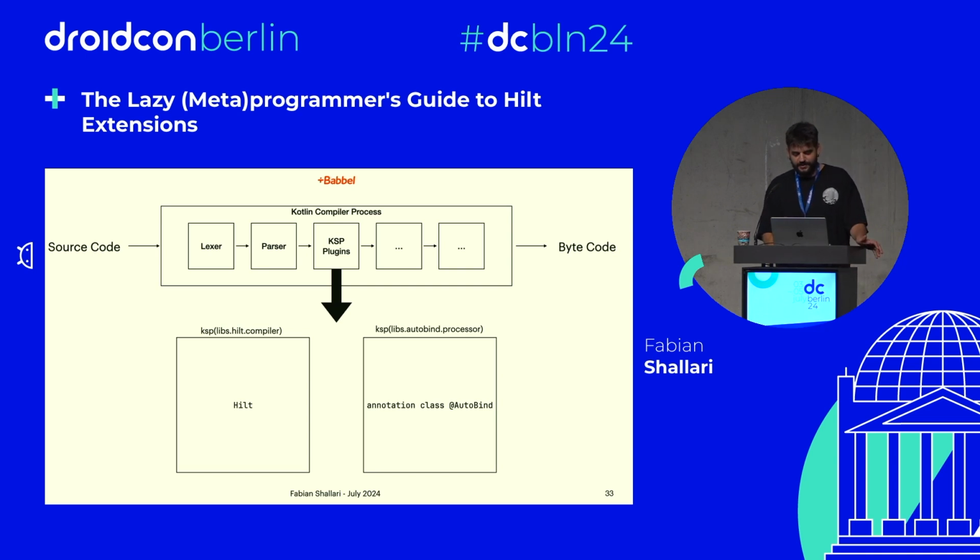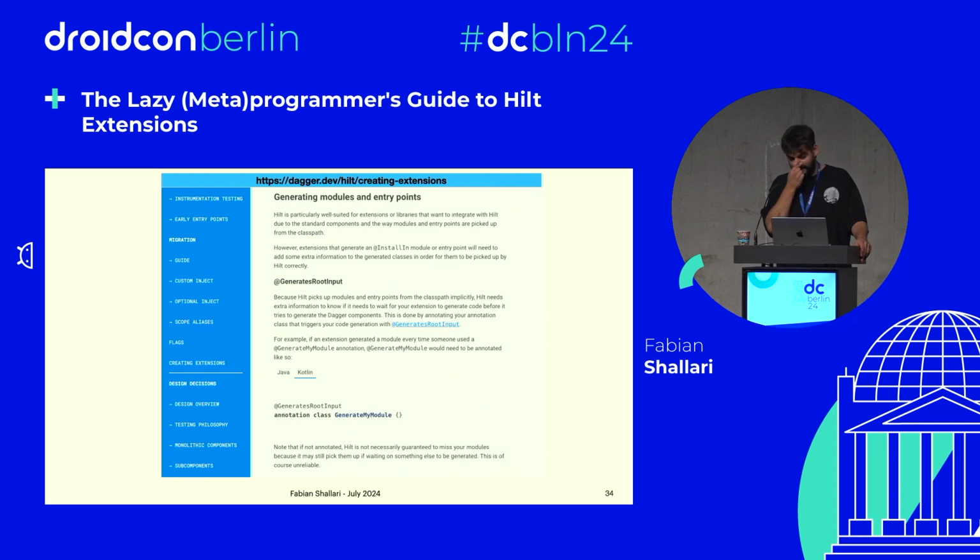Will Hilt pick up the code that we generate and wire it up in the DI graph, or will it miss our code and generate the Hilt components without picking up our code? Well, as it turns out, the order in which different KSP plugins run is undefined. So here we might run into a chicken or an egg problem. However, there is a solution to all of this.